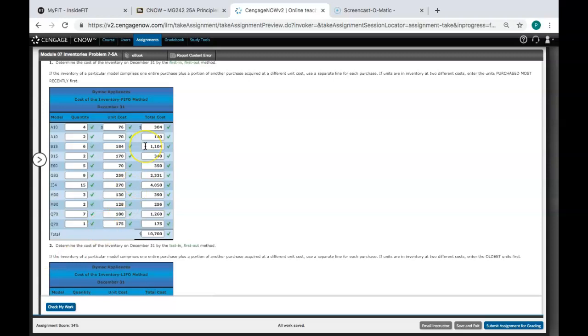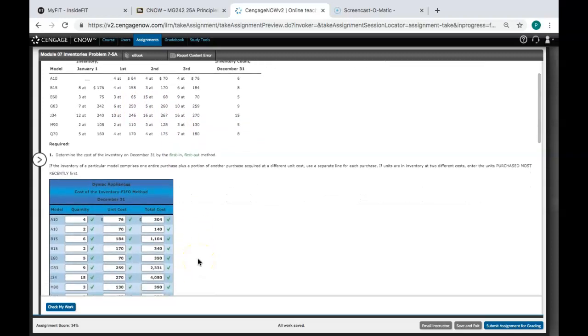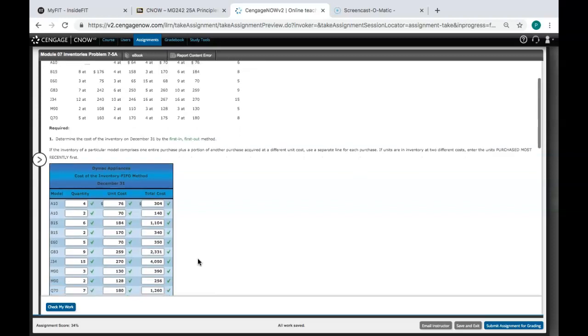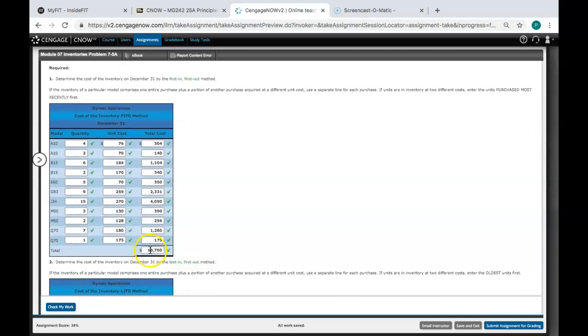Okay, so I've populated every single one of the items going down. All you'll need to do is follow the same process for each and every one of these. So you could take a look and compare and see what I did as I went down the line. For instance, the next one would have been G83. So we know we have 9 on hand. So we're only going to take 9 at 259, multiply the two together, and you get the total amount. And then down below here, all we did was add up all the items in this column to get the total cost.